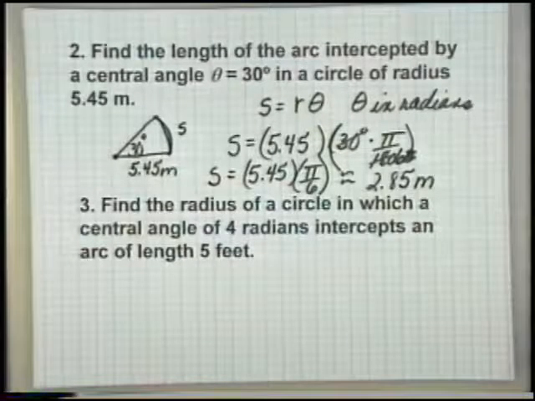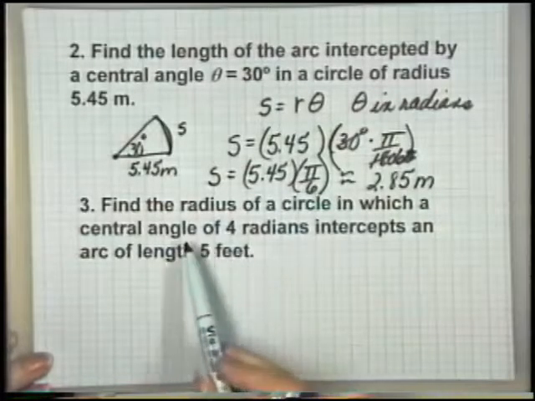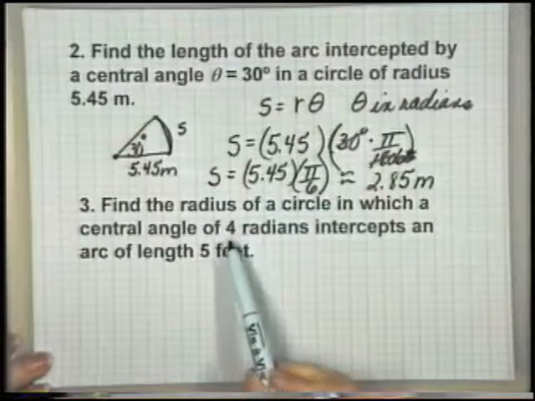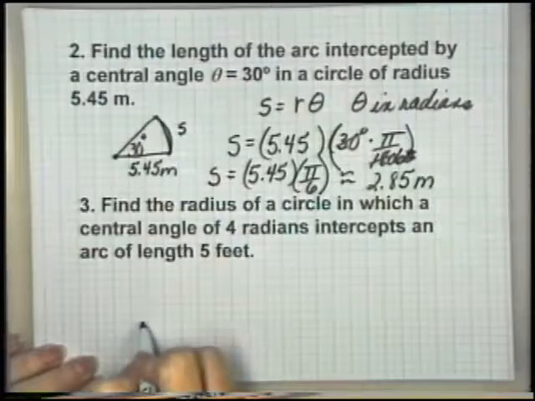On our third problem, it says find the radius of a circle in which a central angle of 4 radians intercepts an arc length of 5 feet. So what they're doing here is they are giving me theta and they're giving me the arc length. So maybe I could draw that.